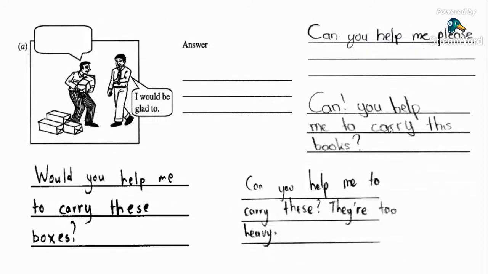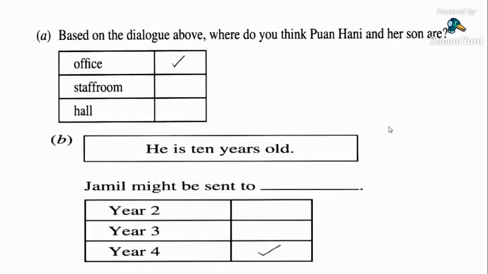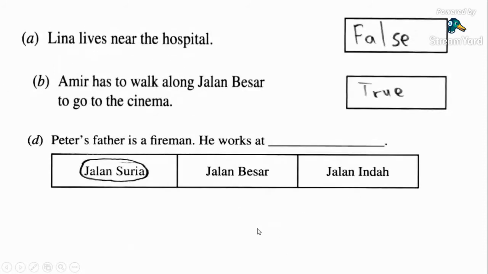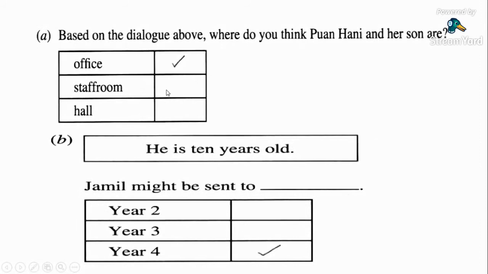So, okay, if you realize, UPSR paper 1, section B, they have these kind of questions. They ask you to tick the answer. I'm going to go just very fast. When you tick the answer, make sure you tick inside the box. Please tick inside the box.